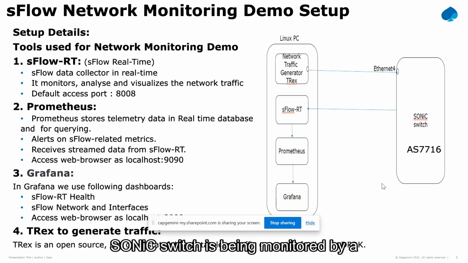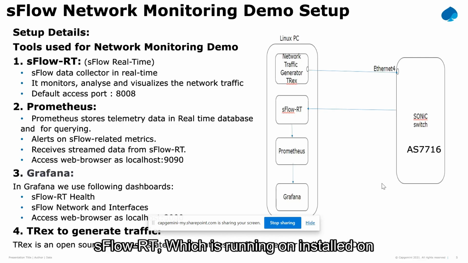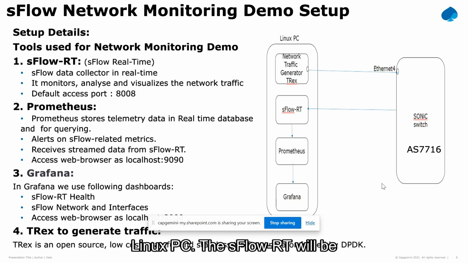Next, the Sonic switch is being monitored by sFlow-RT, which is installed and running on the Linux PC. sFlow-RT will be collecting the traffic stats data at Ethernet 4, which is the sFlow agent, and will analyze the network traffic. It will then send the collected and analyzed network traffic stats to Prometheus in order to store the data collected by sFlow from the Sonic switch in a real-time database.